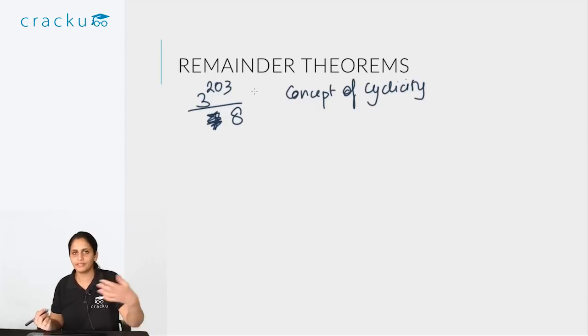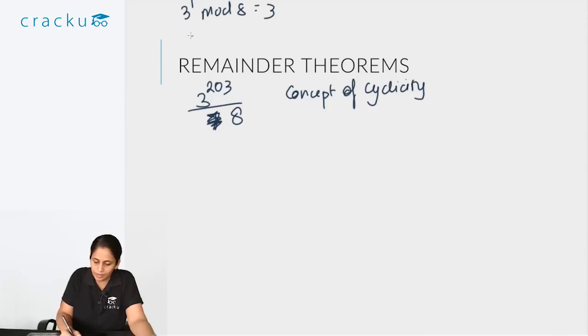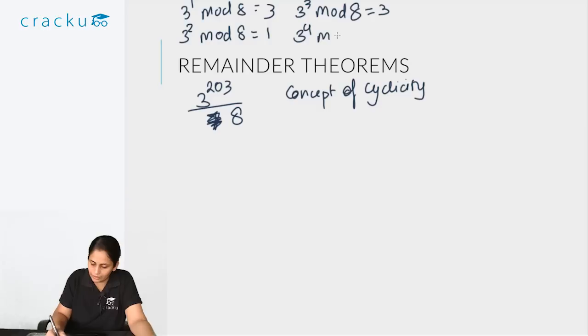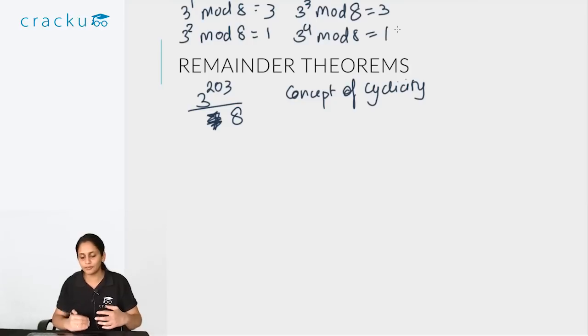When you have remainder kind of questions, the remainders tend to follow a pattern. If I take the example of 3 and 8, 3 raised to 1 mod 8 is 3. 3 raised to 2 mod 8 is 9 mod 8, that is 1. Then 3 raised to 3 mod 8 is 27 mod 8, that is again 3. 3 raised to 4 mod 8 is 81 mod 8, that is again 1. So essentially even powers of 3 mod 8 give you 1 and odd powers of 3 mod 8 give you 3.